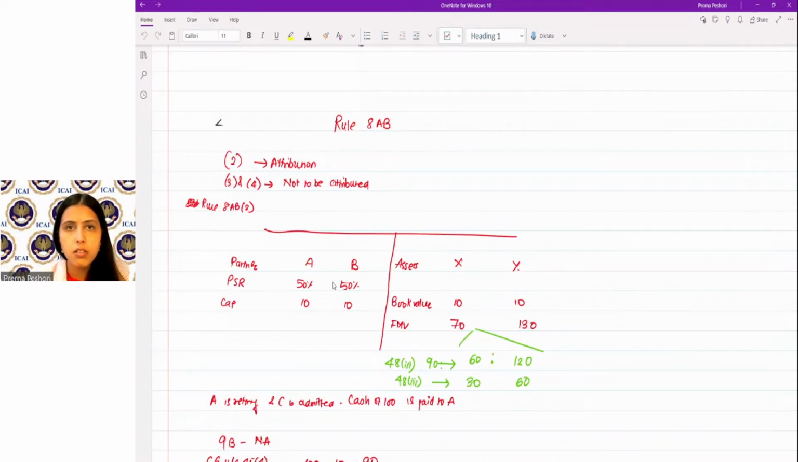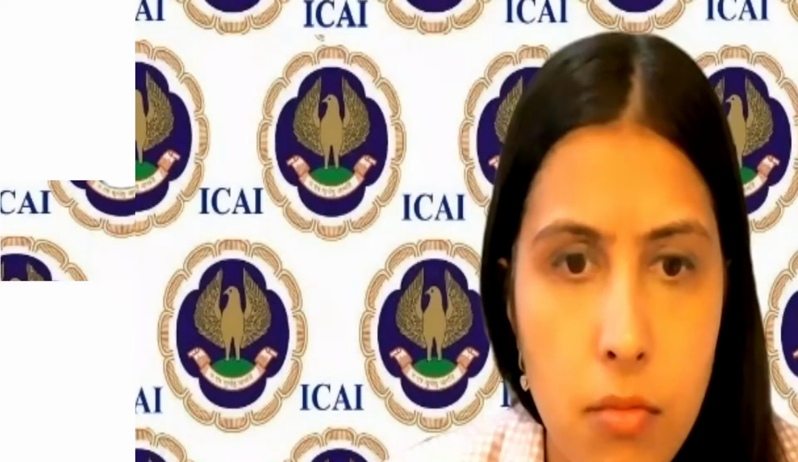1 second, I think. Are you able to see my screen? Are you able to see the screen? Yes or no? I hope now it is visible.